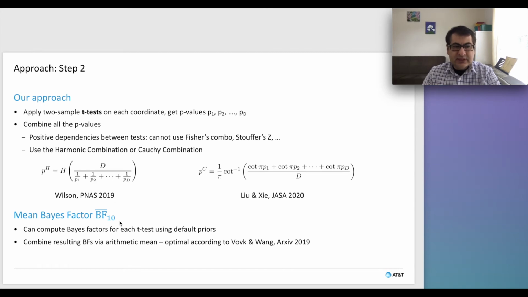Another interesting result of the simple approach is that we can actually compute something we call mean Bayes factor. The idea here is that for every t-test, we can compute a Bayes factor using default priors. And this has been implemented in our libraries for a long time. So we take those Bayes factors and combine them using just a simple arithmetic mean. Turns out that this is an optimal approach, and this is again based on a very recent work of Wolfgang Wang on arXiv.